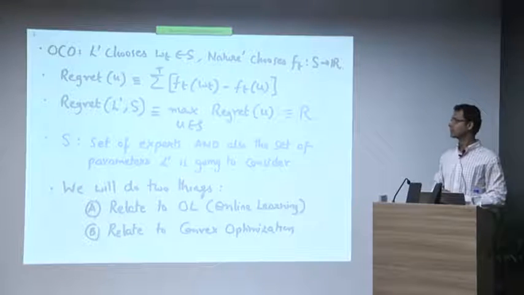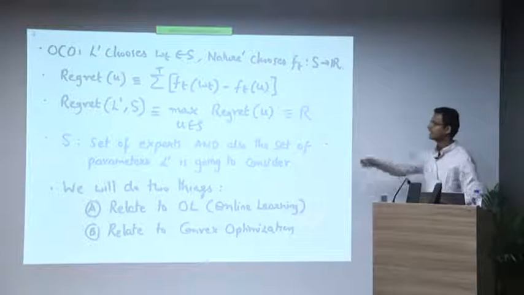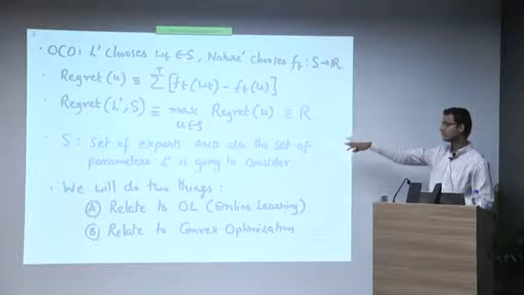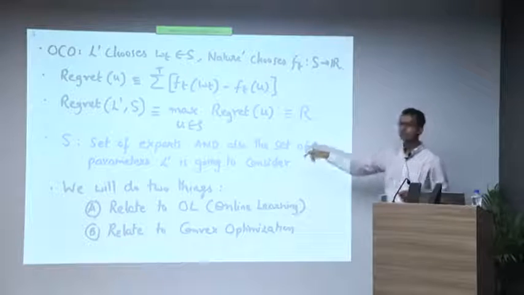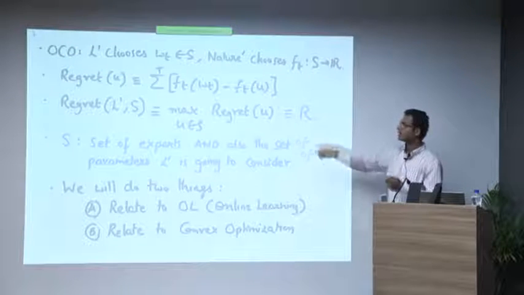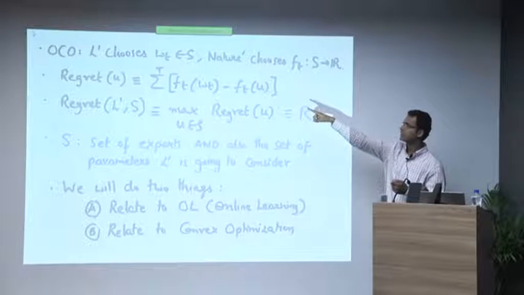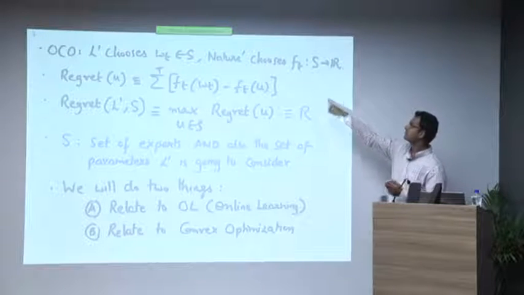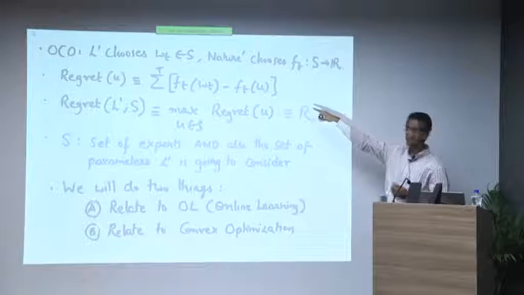Here the set S you can think of as a set of experts, and also the choices that learner L makes. So L chooses Wt from the set S, and you're also comparing yourself with U, which is a point in set S.